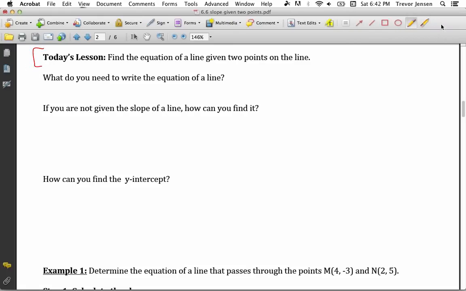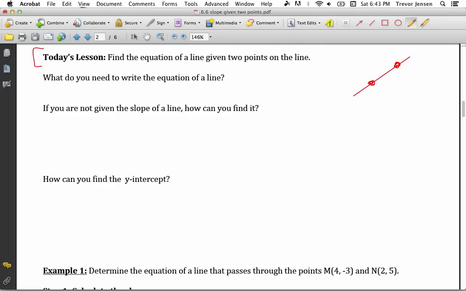And it's possible to write the equation of a line if you're only given 2 points, because if you think about it, if I'm given 2 points, there is only one line that goes through these 2 points. There's only one possible line that goes through these 2 points. So I could find the equation of that line. So let's do that.